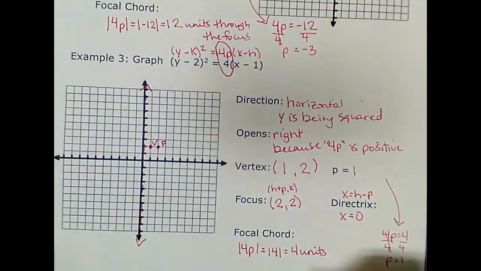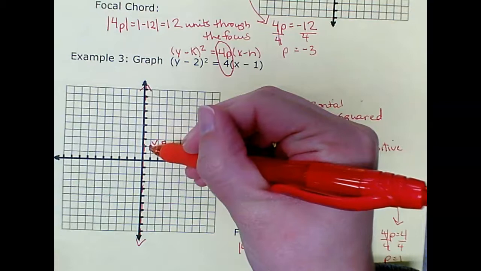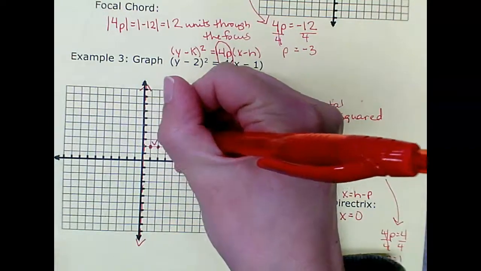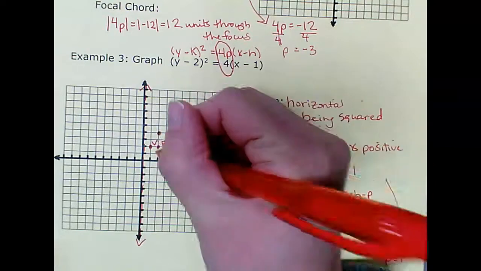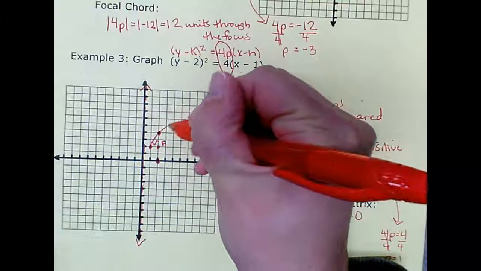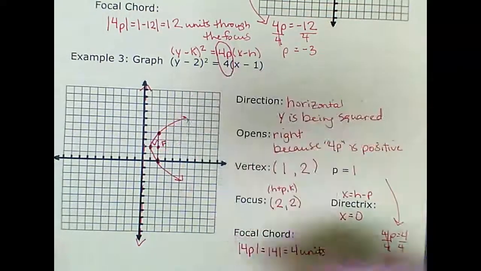And then my focal chord is 4 units. So 2 on one side, 2 on the other. If my graph opens this way, then that means that my focus is (2, 2), so the chord endpoints are 2 on the top and 2 to the bottom. And here is my parabola with my focal chord.